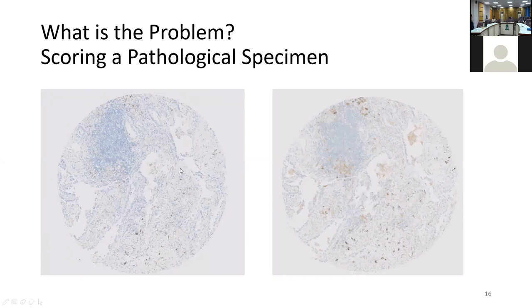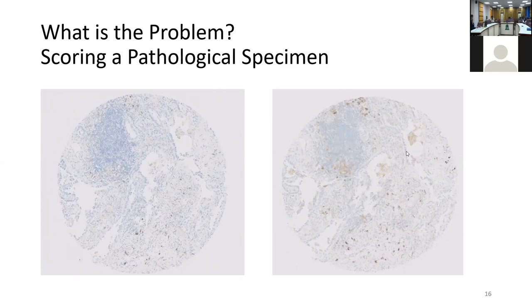just as the one I'm showing here, there's a TMA core. These are two TMA cores, actually taken from the same resection and stained using the PD-L1. Now what you have to do is count all the cells, the cells that are positive, the cells that are negative, and then do a ratio, right? So it's like counting the stars in the sky or hair on your head or someone else's head.